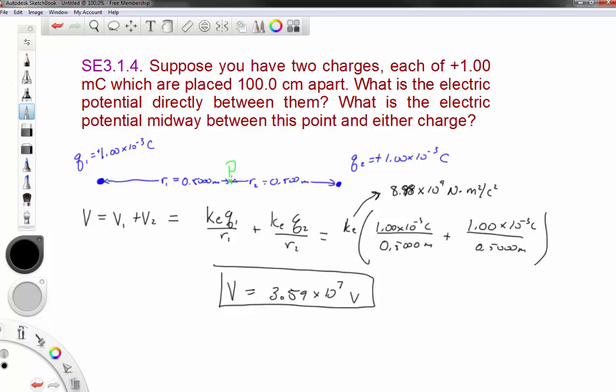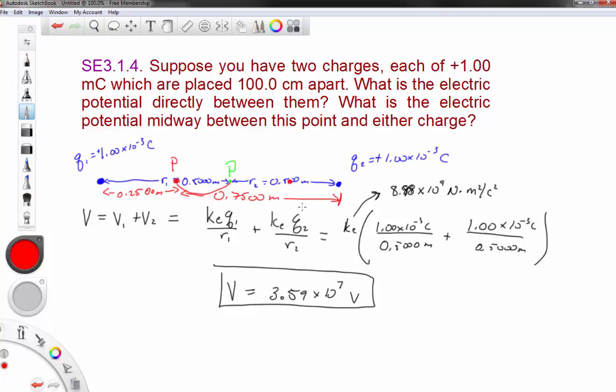Now suppose that I move this point from here over to another point located right here, which is only 0.25 meters away from this one and 0.75 meters away from this one. Note that this point and the point right here will actually be equal potential points. They'll have the same potential at both.